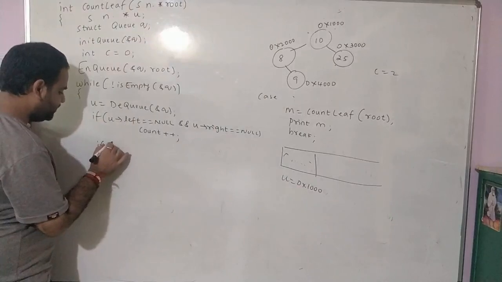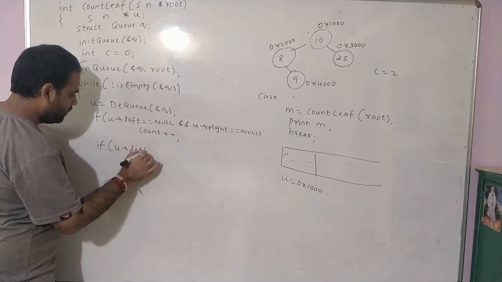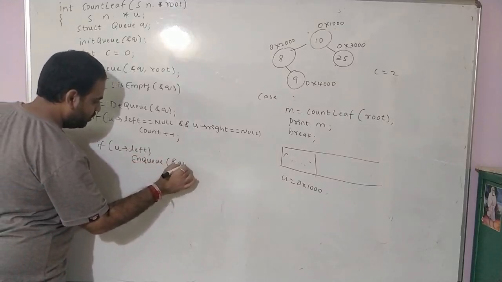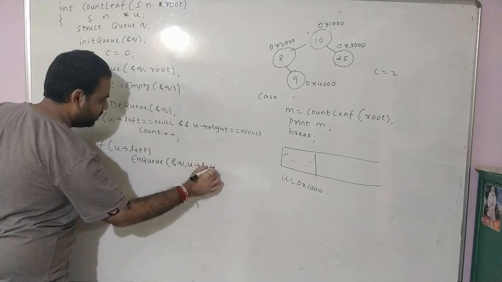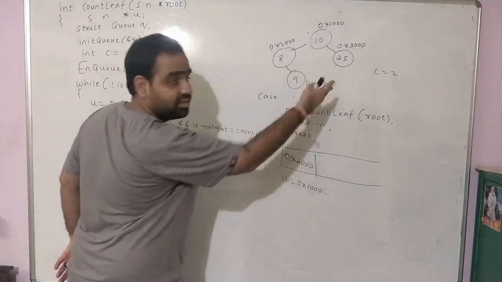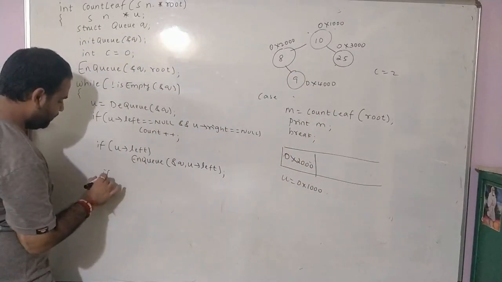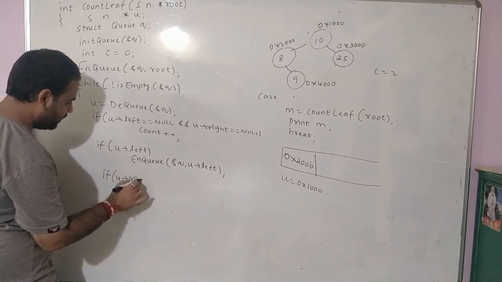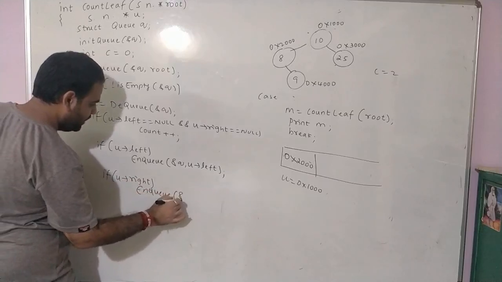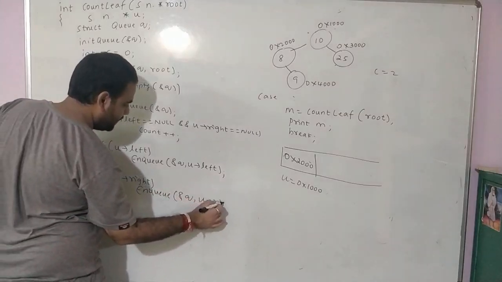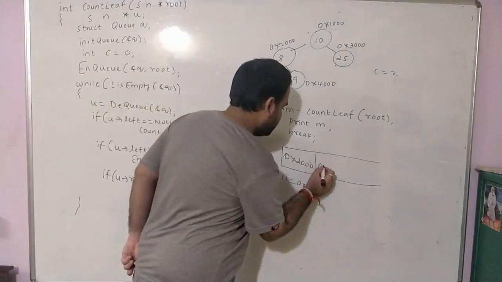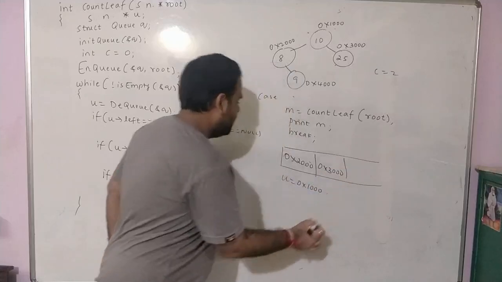You need to enqueue the left child now. You say if u arrow left is not equal to null, what do we write over here? We say enqueue in the queue u arrow left. Now what is 1000 arrow left? 1000 arrow left is 2000. Now similarly you check, does it have the right child or not? And how do we check? We say if u arrow right is not equal to null, then what do we say? We say enqueue in the queue u arrow right. Now what is 1000 arrow right? 1000 arrow right is nothing but 3000. Is that okay? Again you go back.